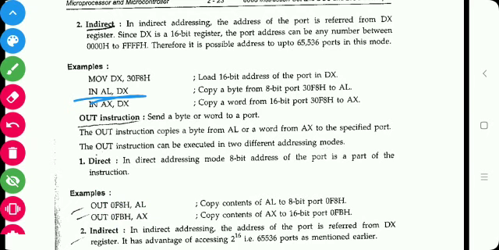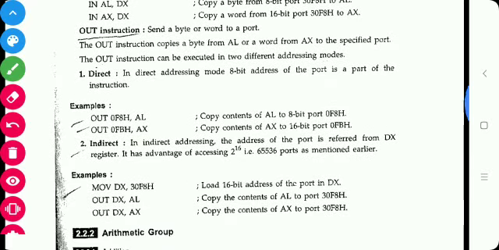Similarly, the OUT instruction is the opposite of IN. The OUT instruction copies a byte from AL or a word from AX to the specified port. The contents of the accumulator are loaded into the output port, which is 8-bit or 16-bit. If it is 8-bit, the contents are copied from AL. If it is 16-bit, the contents are copied from AX. Here also there are direct and indirect port addressing modes. In direct, the address is given in the instruction, and in indirect the address is stored in the DX register.